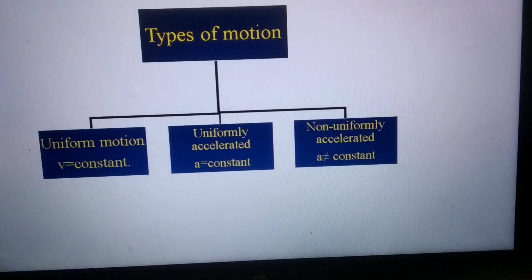Now the other one is uniformly accelerated motion. In uniformly accelerated motion, the object's acceleration remains constant with respect to time. It means that the acceleration of an object at t equal to 1 second is equal to the acceleration of the object at t equal to 2 seconds, t equal to 3 seconds, t equal to 4 seconds. A very good example of uniformly accelerated motion is projectile motion.